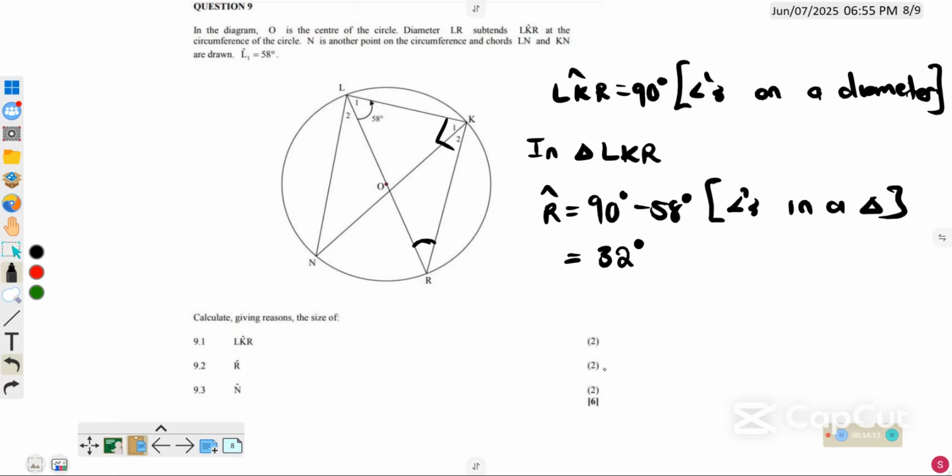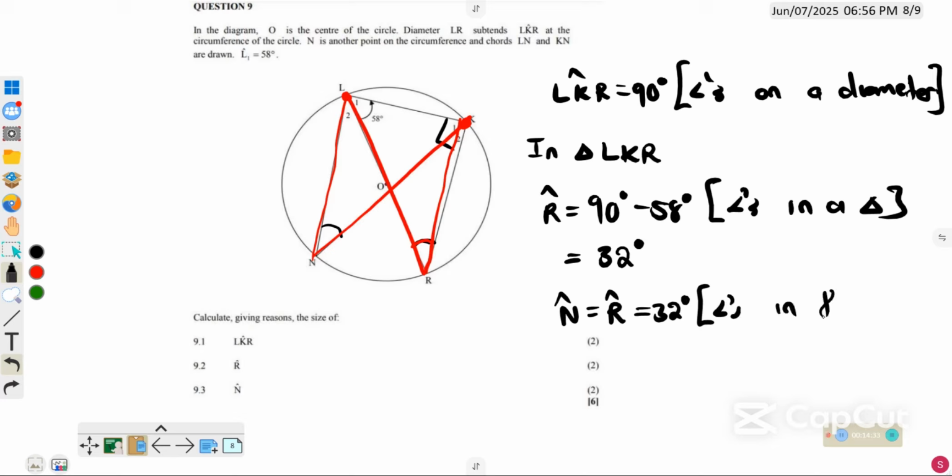And we have to find angle N. If you look at angle N, it's that. So we trace back. When you trace back, you will see that angle N originated from chord LR. So angle N, which is at the circumference, but the chord also subtends another angle at the circumference, which is angle R. So angle N will be equal to angle R, and both of them should be equal to 32 degrees. And they are actually angles in the same segment. Alright, just like that.